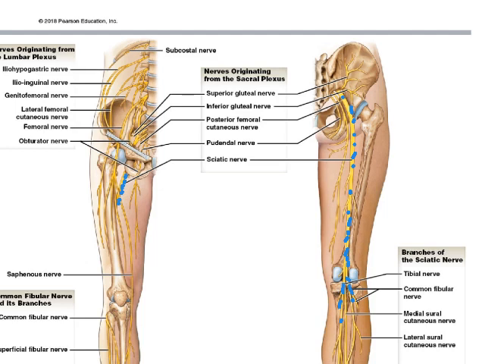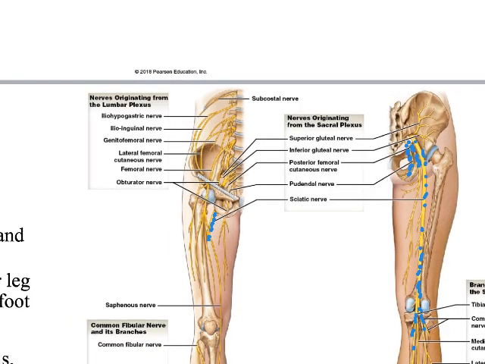Pudendal nerve you can also see coming off posteriorly. Posterior femoral cutaneous is also coming off posteriorly. Lateral femoral cutaneous you see coming off here. Femoral nerve you see coming off here anteriorly. And we should be able to see most of those on the models in the lab.